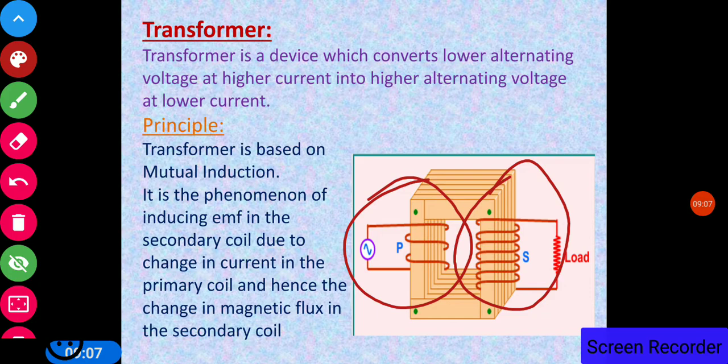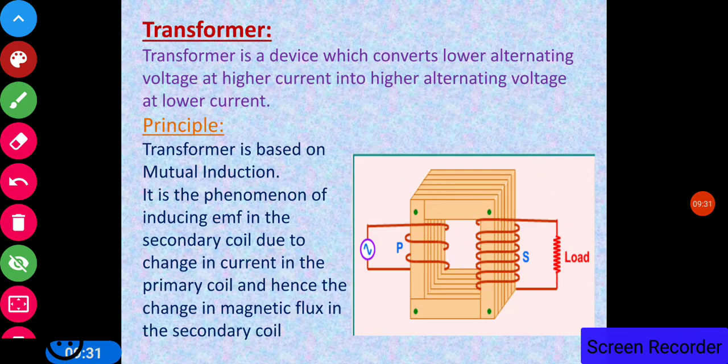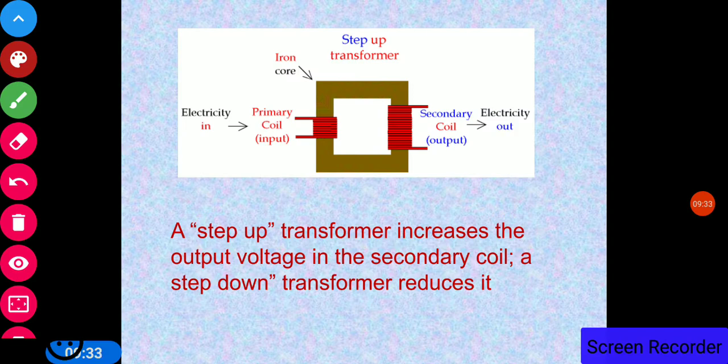So listen carefully, there must be a change in the primary coil. It means that for an AC current, the voltage can be stepped up or changed, but not for a DC current, because the DC current is not changing. The transformer can be used only for alternating current and not for DC current.